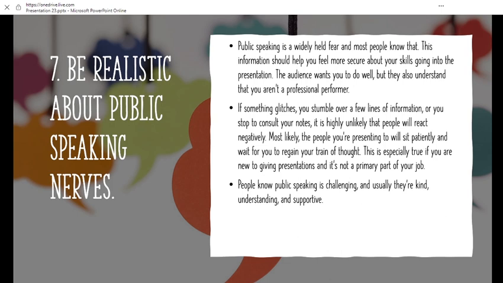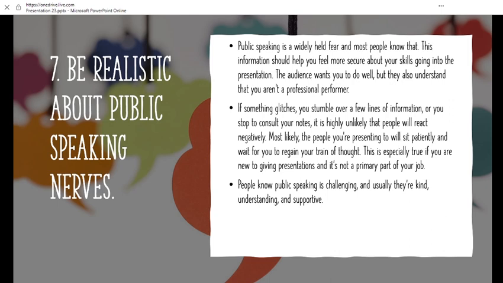If something glitches, you stumble over a few lines of information, or you stop to consult your notes, it is highly unlikely that people will react negatively. Most likely, the people you are presenting to will sit patiently and wait for you to regain your train of thought. This is especially true if you are new to giving presentations and it's not a primary part of your job. People know public speaking is challenging, and usually they are kind, understanding, and supportive.